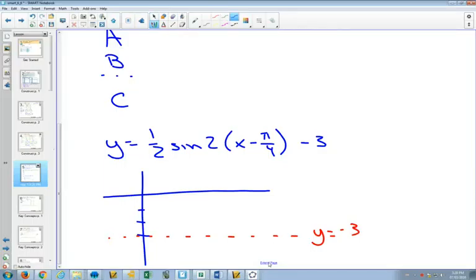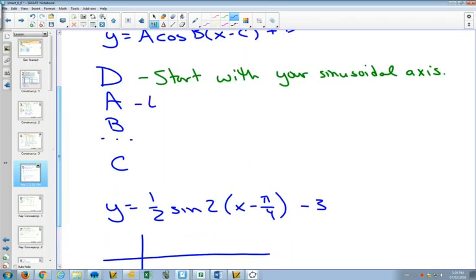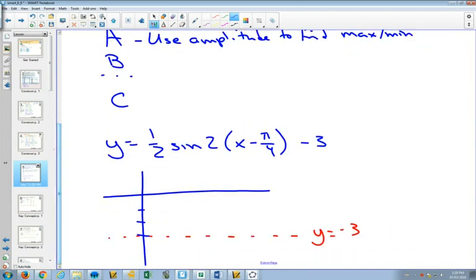The next thing you're going to do is A. You're going to use your amplitude to find your max or min. So if our amplitude is a half, we'll go up a half to negative 2.5, down a half to negative 3.5. That'll be your max and your min.